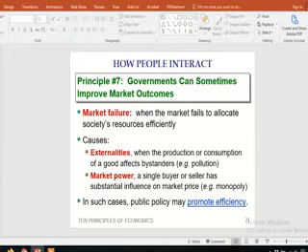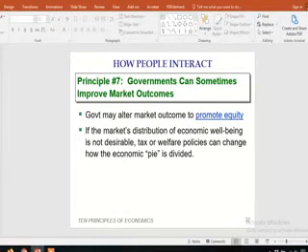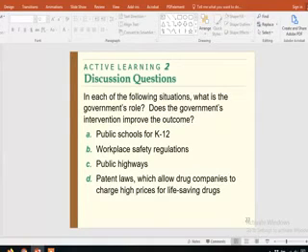When government intervenes, the output of the market will increase. This is principle number 7: government may alter market outcomes to promote equity. These are some things related to the government, and the discussion questions are in 4 cases, should government play a role or not. Government should play a role in all 4 categories.